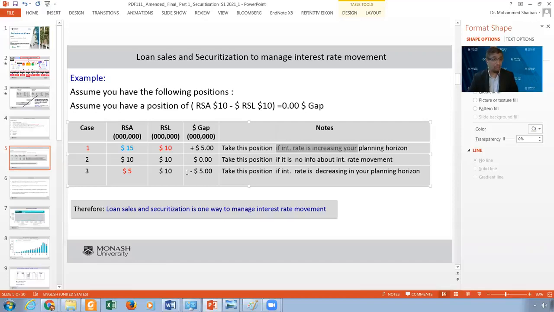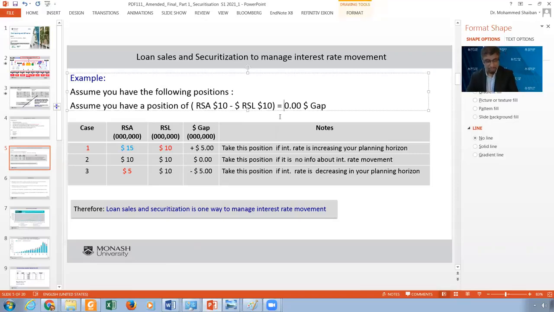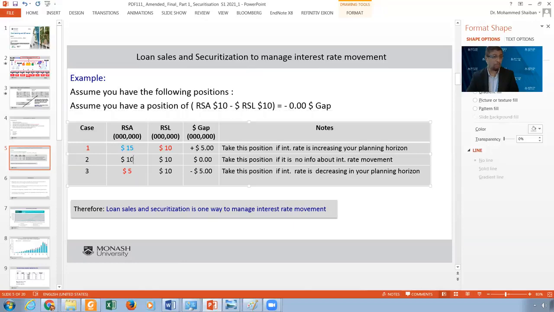Now, if the interest rate is going down and I still want to impact positively my net interest income, I need to have this gap to be minus, right? So if this is going to happen, I need to sell 5 of those and go back to case 3, where I have only 5, and then I have 10 here. So I have a positive gap, a negative gap.